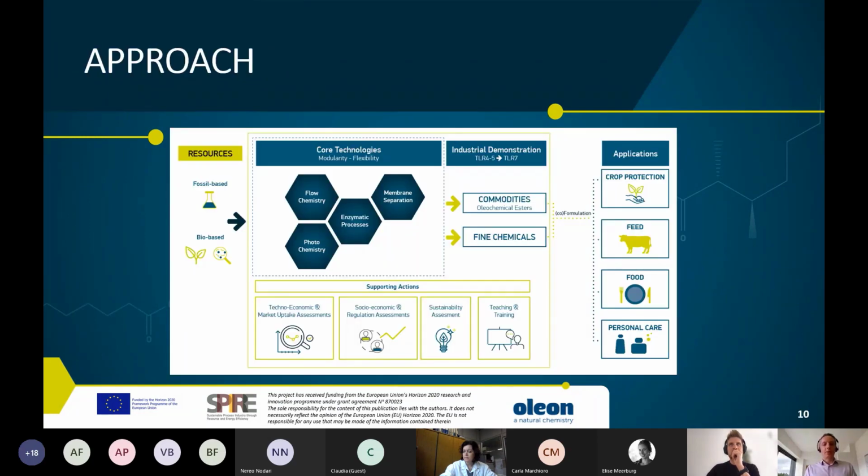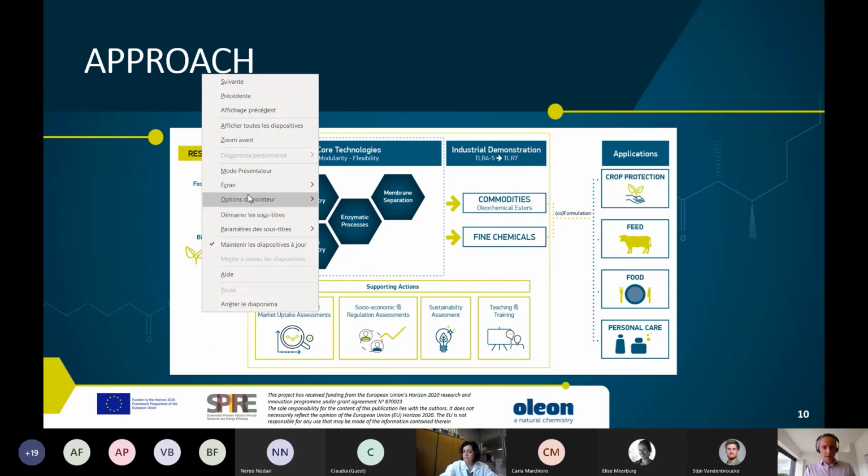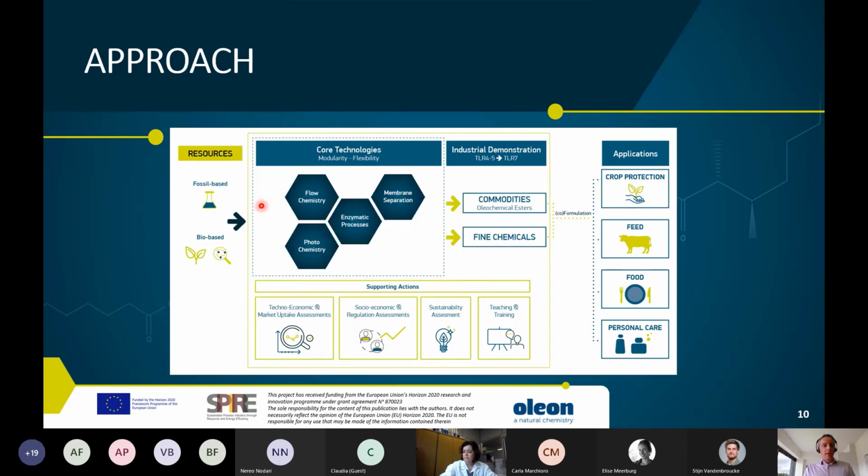So the approach that has been followed in INCITE is to start from a mix of fossil and bio-based resources, and to use a selection of core innovative technologies that are going to be demonstrated in the INCITE project. They are flow chemistry, photochemistry, at the core, of course, the enzymatic processes, and also membrane separation, to yield two main commodities, oleochemical esters and fine chemicals, that are going to be used for a variety of applications in crop protection, feed, food, and personal care.